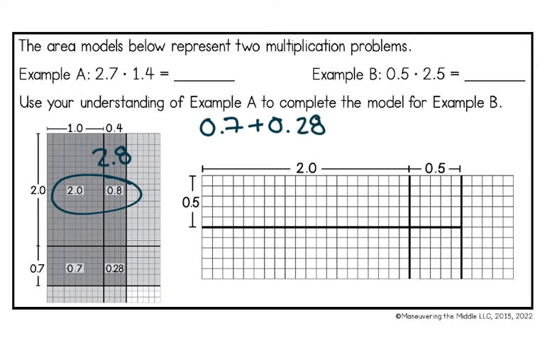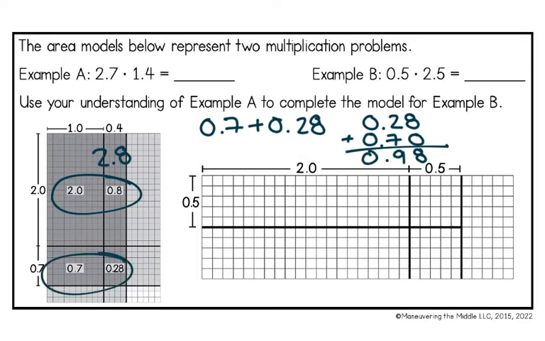0.28. I'm going to start by lining it up. So 0.28 plus 0.7. And I threw on that extra 0 there to make it easier. So 8 plus 0 is 8. 2 plus 7 is 9. 0 plus 0 is 0. So those two together is equal to 0.98.